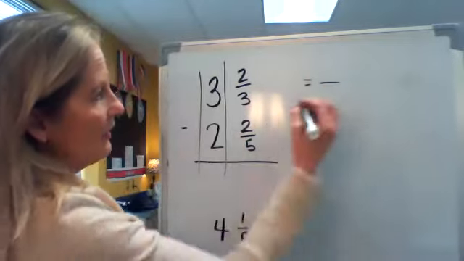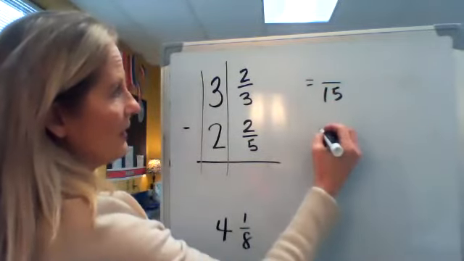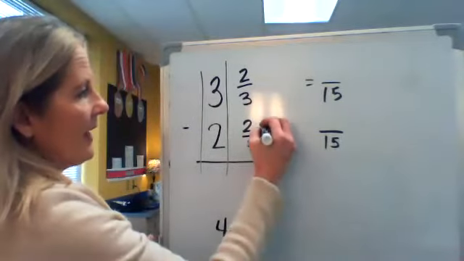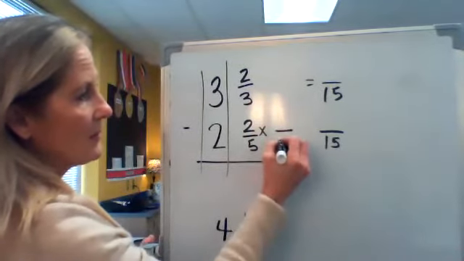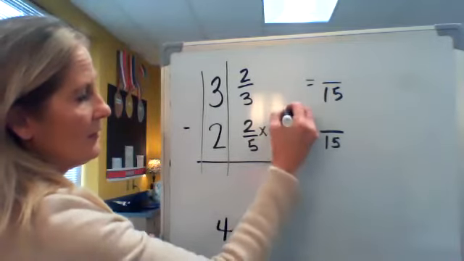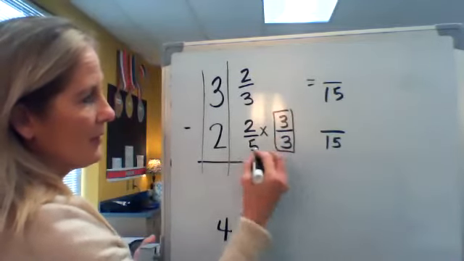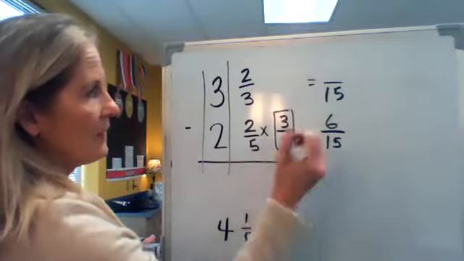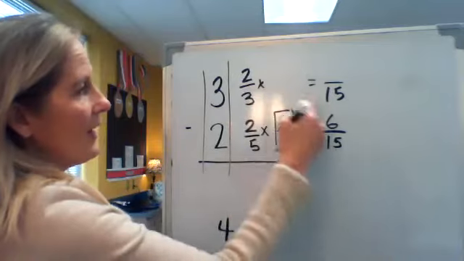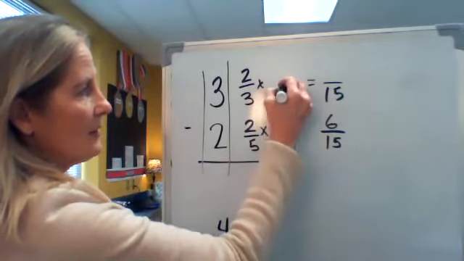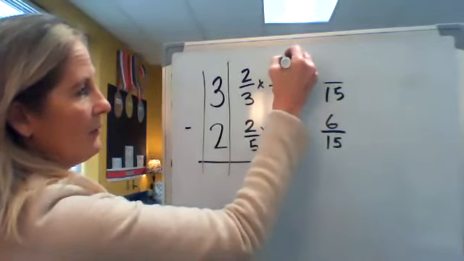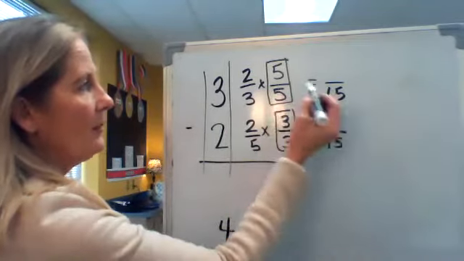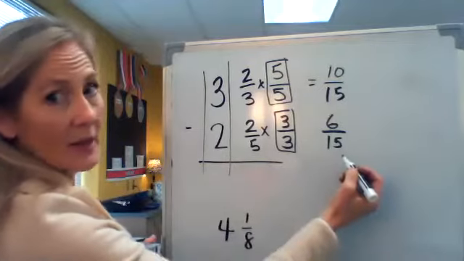And since I know 5 times 3 and 3 times 5 make 15, that's what I'm going to choose. How did I get there? 5 times what gets me 15? 3. So I know I'm multiplying by 3 over 3, and I just continue that out in the numerator. 2 times 3 is 6. How did I get from 3 to 15? Times 5. So that gives me all the information I need to know about what to multiply the numerator by as well. So I have 10/15 take away 6/15.